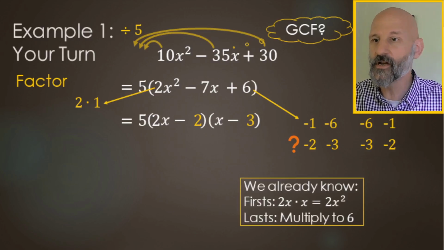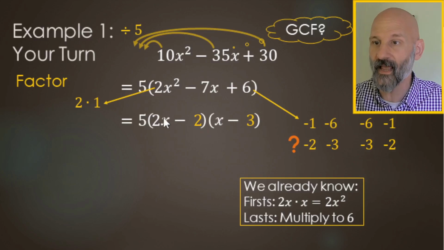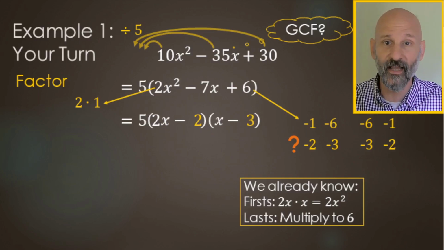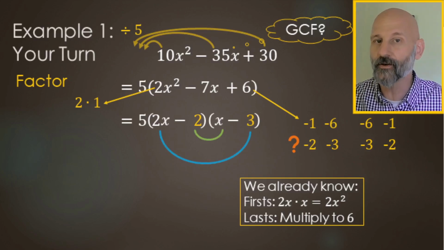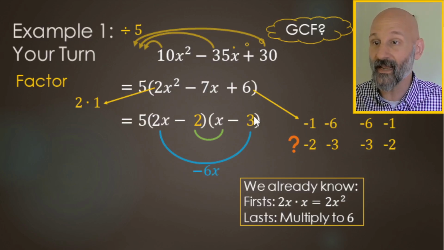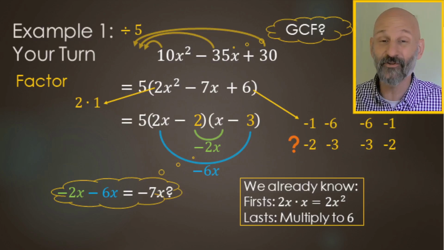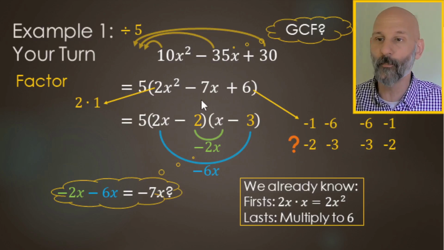So here we go. We already know that the 2x times x, the firsts are good, and negative 2 times negative 3 makes a positive 6. We already know first and last are good. So now we're just checking our outers and our inners to make sure those add to a negative 7x. So here we go. 2x times negative 3 makes a negative 6x. Negative 2 times x makes negative 2x. Negative 6 and negative 2 add to negative 8x. So nope, that's not going to be the answer there. We're hoping for a negative 7.